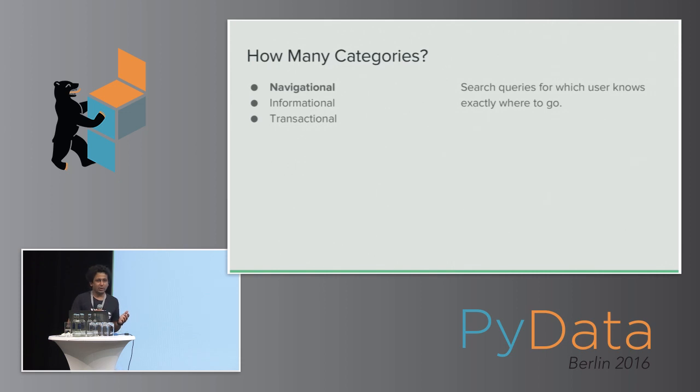When we are talking about keyword classification, we must also know what the different classes of keywords are. We have navigational keywords, in which the user knows where he wants to go. If your search query is Amazon, you already know you want to go to the Amazon website. You don't want to buy Amazon. So it's a navigational query.